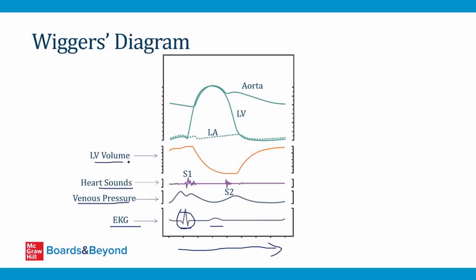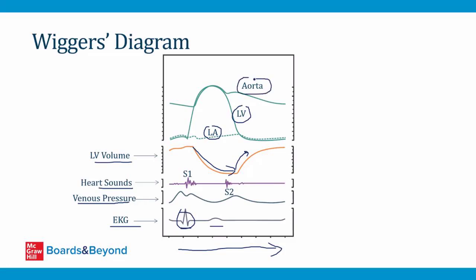Here we have the left ventricular volume, which goes down as the left ventricular cavity empties and then goes up as it fills. And then up at the top of Wigger's diagram, you usually see the pressures in three different parts of the body. First of all, the left atrial pressure, which is always the lowest. That's this dotted green line you see here. Then the left ventricular pressure, and then finally at the top, the aortic pressure.